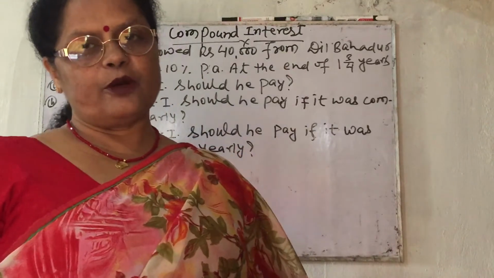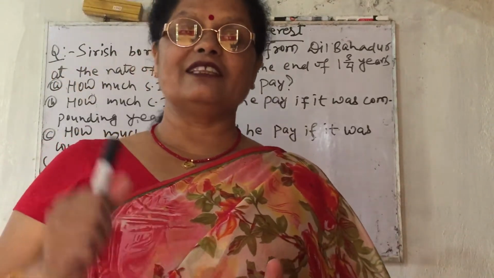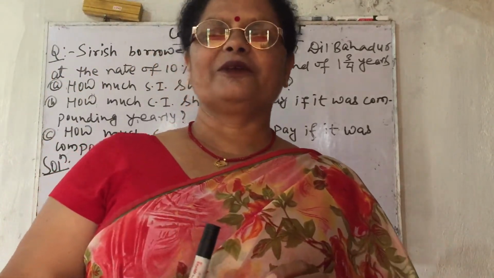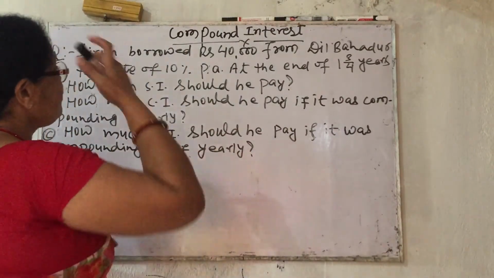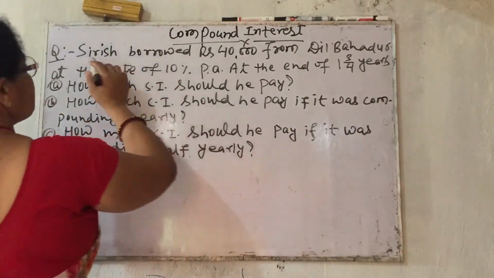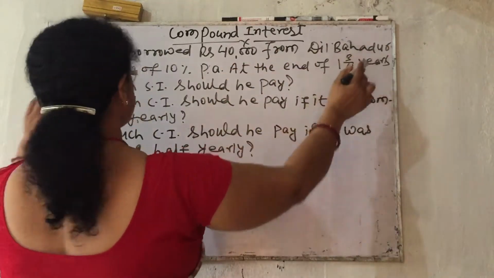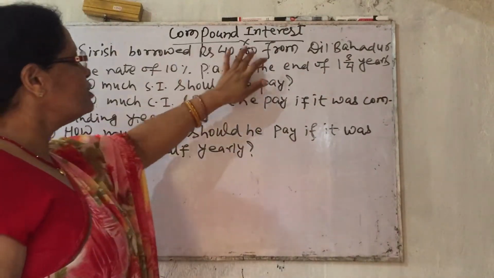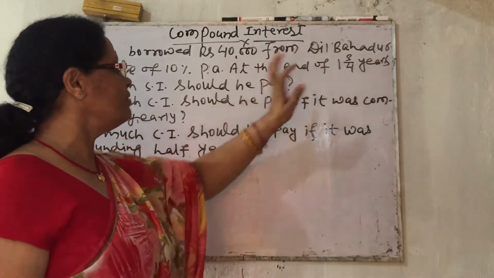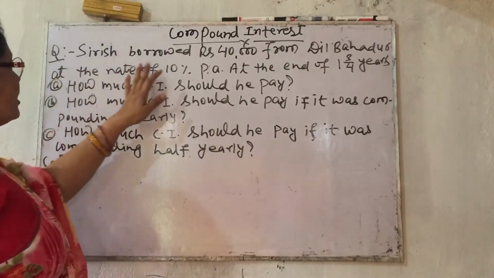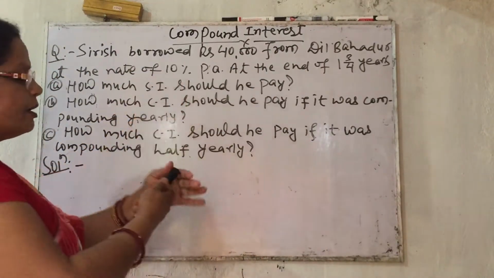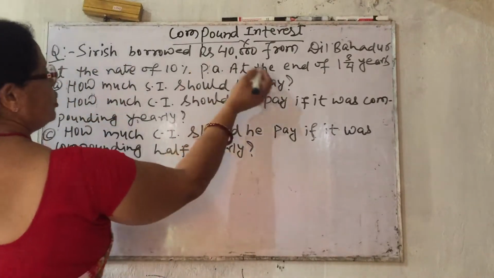Today I have taken a problem from compounding test and this question is on demand. Let's see the question first. Question is given, Series borrowed rupees 40,000 from Dil Bahadur at the rate of interest 10%. Means these things we have to mark.